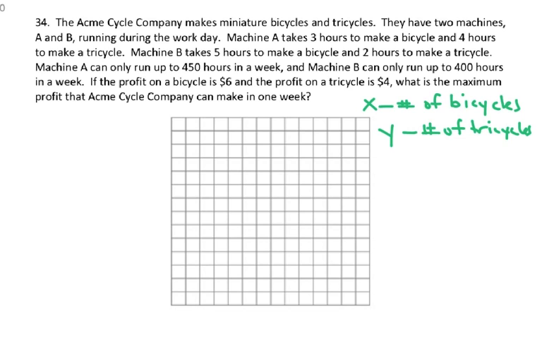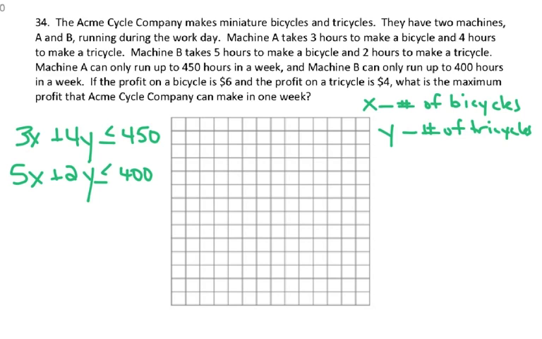So there are 2 machines running. Machine A takes 3 hours to make bicycles, and it takes 4 hours to make tricycles, and machine A can only run up to 450 hours a week. Machine B takes 5 hours to make bicycles, 2 hours to make tricycles, and it can only run up to 400 hours in a week.